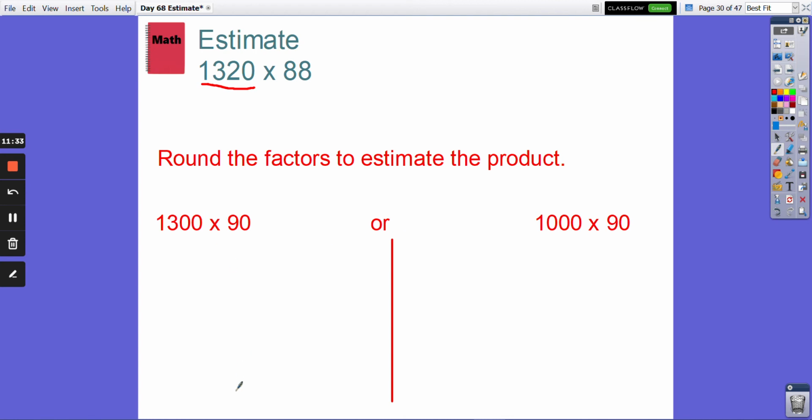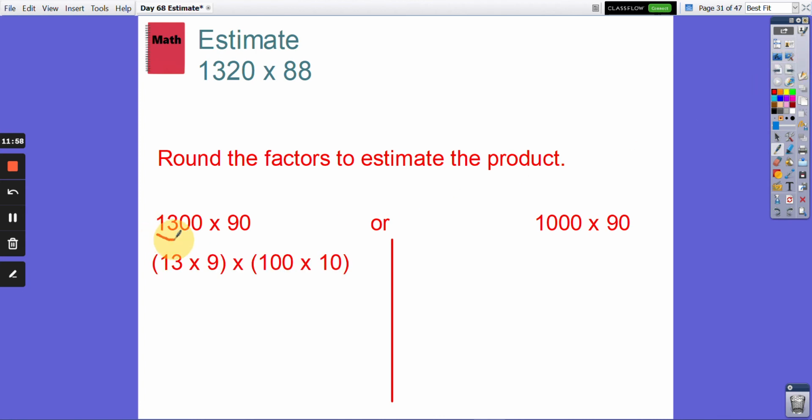Okay, I'm going to show you both ways. Which do you think would be closer to the exact answer? Well, this one on the left here, this 1,300, would be much closer to the exact answer because it's much closer to my original number. This one's a little bit further away, so it's not going to be as close. Okay?